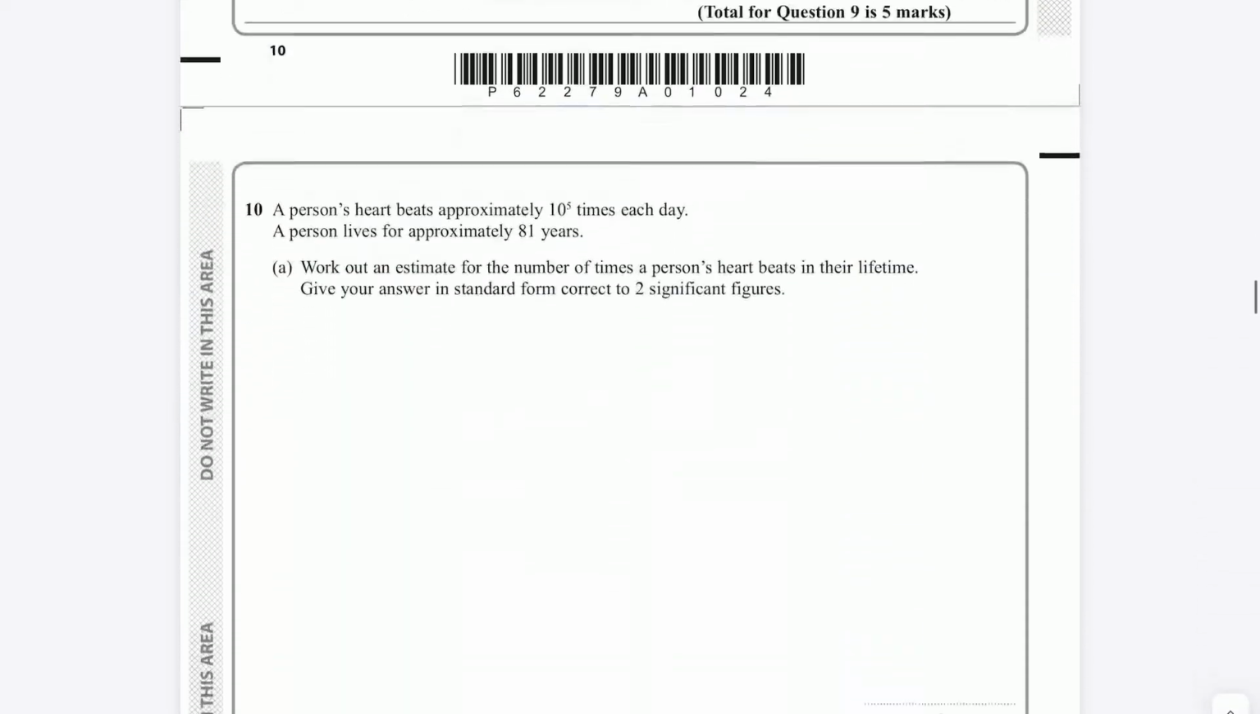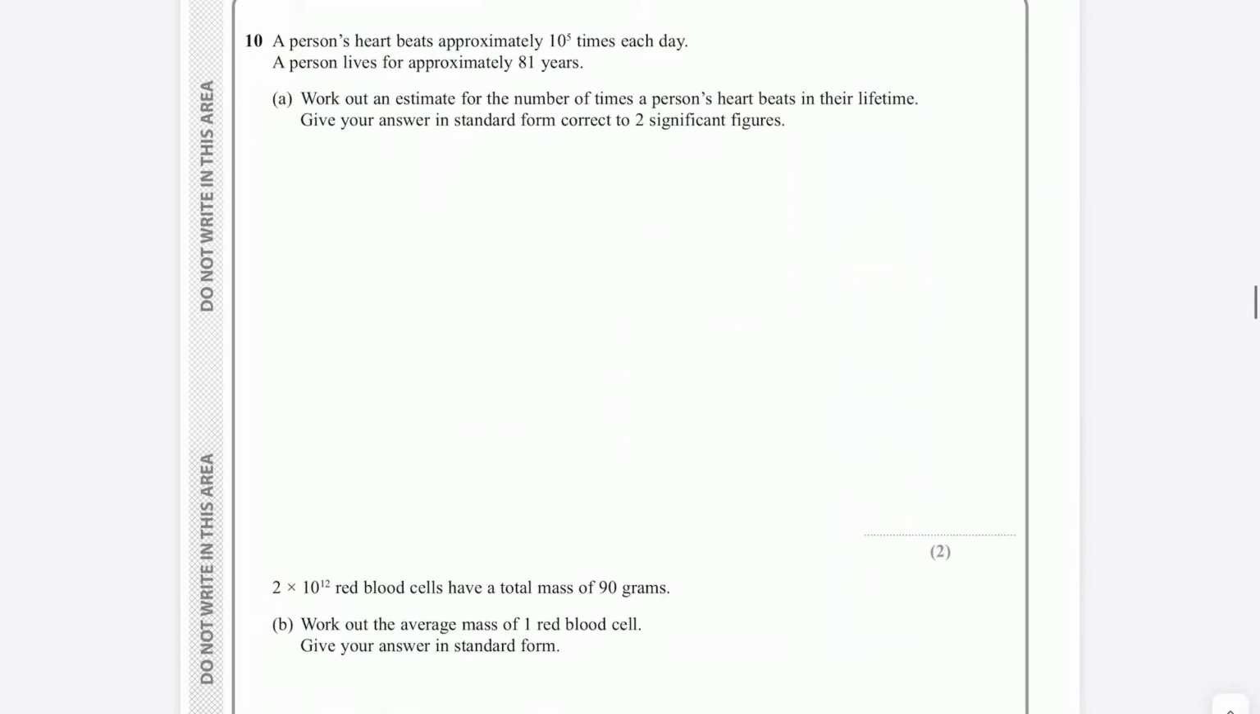Moving on to question 10. A person's heart beats approximately 10 to the power of 5 times each day. So one day is equal to 10 to the power of 5. A person lives approximately 85 years. So if one day is that much, we then have 1 year, and 1 year is essentially 365 days.